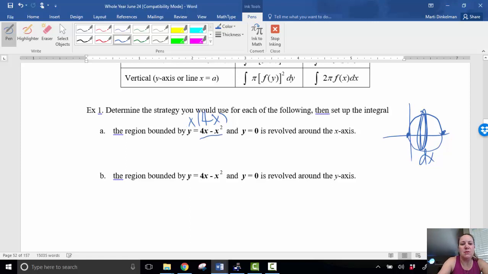We're already in y equals. So we're just talking about the pi r squared method, 0 to 4, and the radius of that is just the function.